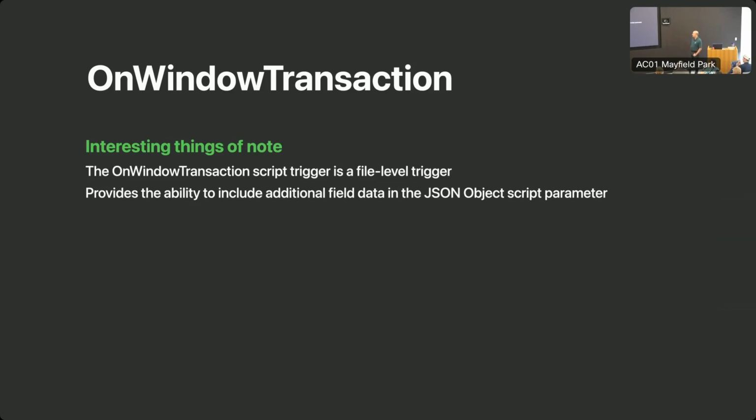It also provides the ability to include additional file data in the JSON object script parameter. And we'll take a look at what that looks like so you can get more information than just a record ID, whenever that occurs. And it will provide a method for logging every database interaction, but it doesn't do it out of the box. There's a lot more that needs to be done beyond what I'm just going to show you here this morning in order to create a robust audit logging operation. So don't think that it's a checkbox. It's a little bit more involved than that.